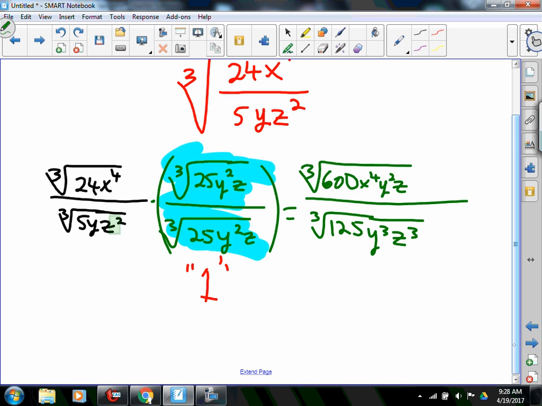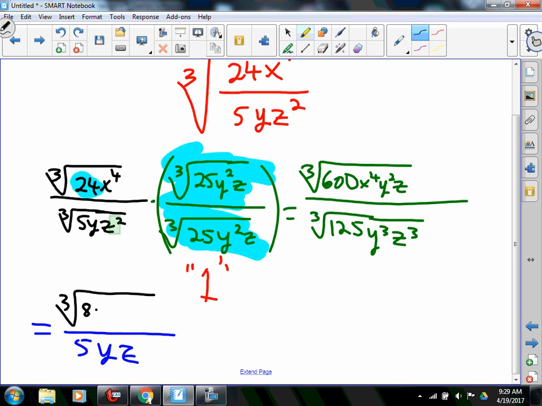The denominator is going to be nice. What's the third root of 125? 5, and the third root of y cubed is y, and the third root of z cubed is just z. So up top, 600. Oh, man. Doesn't that have a factor of 8 in it? One thing that we might have noticed earlier on is that 24 has an 8 in it, and 8's a perfect cube, isn't it? So that 600 could be rewritten as the third root of 8 times 75.